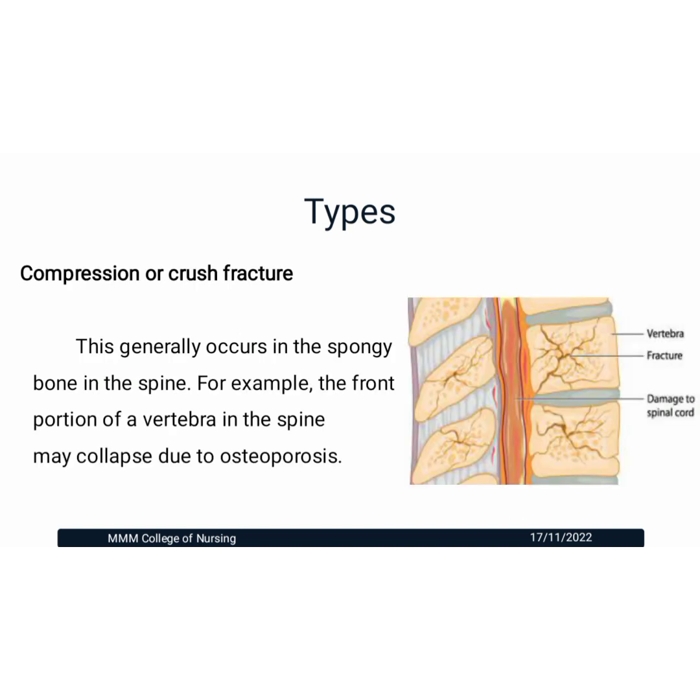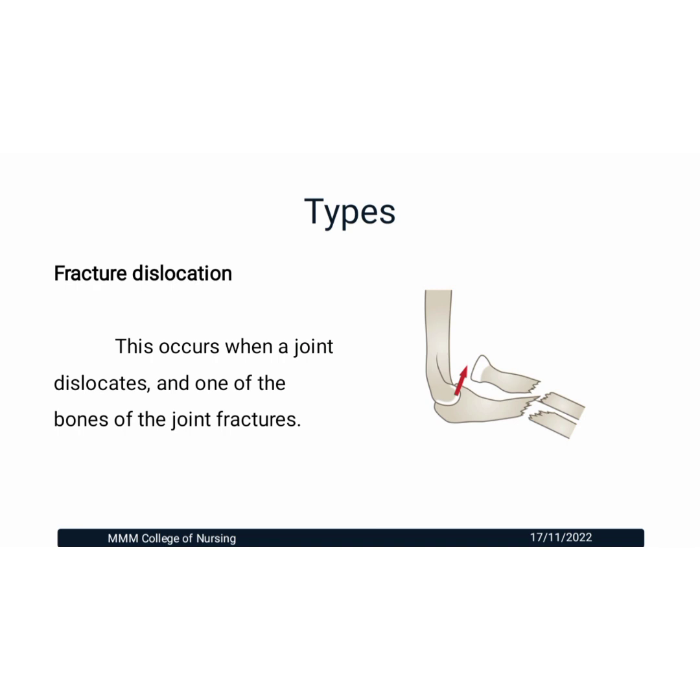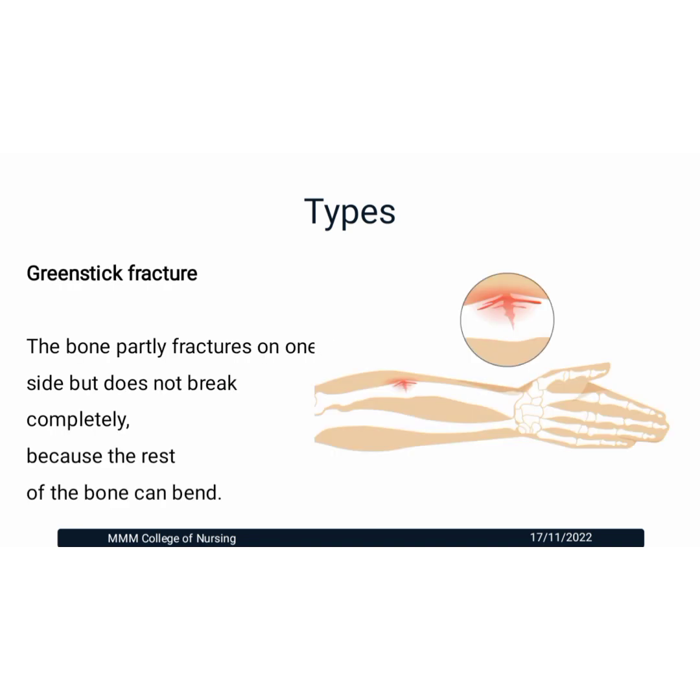Compression or crush fracture: this generally occurs in the spongy bone in the spine. For example, the front portion of a vertebra in the spine may collapse due to osteoporosis. Fracture dislocation: this occurs when a joint dislocates and one of the bones of the joint fractures. Greenstick fracture: the bone partially fractures on one side but does not break completely because the rest of the bone can bend.